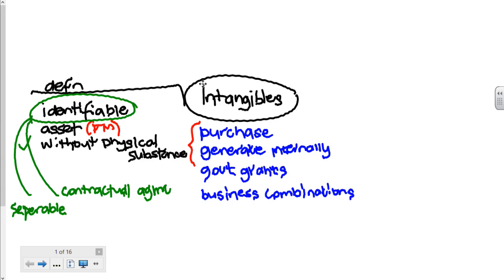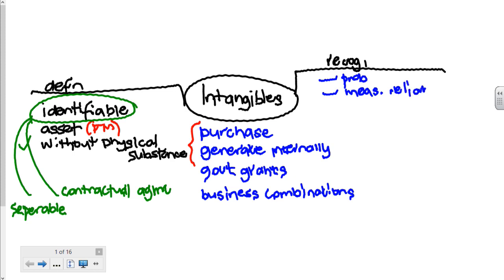In terms of recognition, it is the same as the framework. And it's the same as everything else we've looked at with assets. It needs to be probable, and it needs to be measured reliably. We'll come back to that measured reliably story, because that's often the problem that we have with internally generated intangibles. How do we measure it?